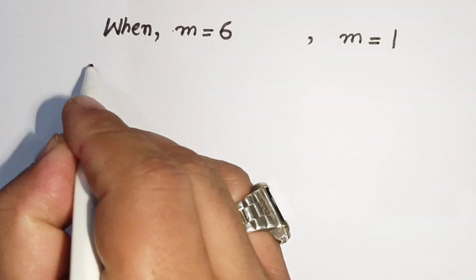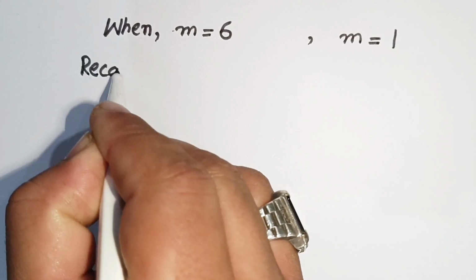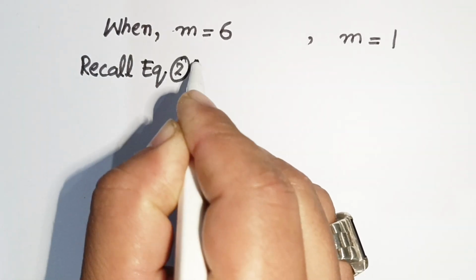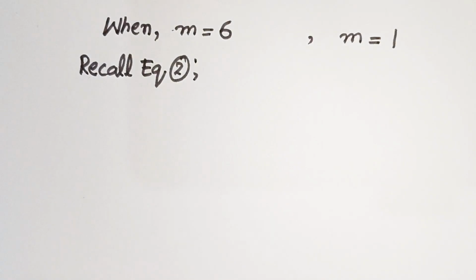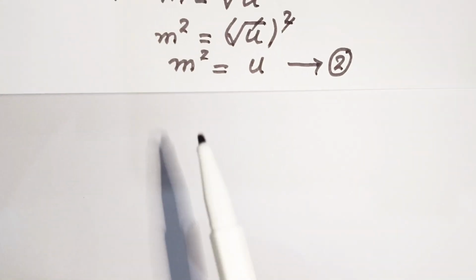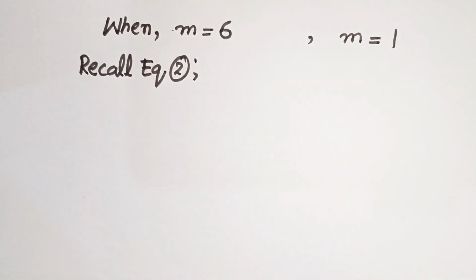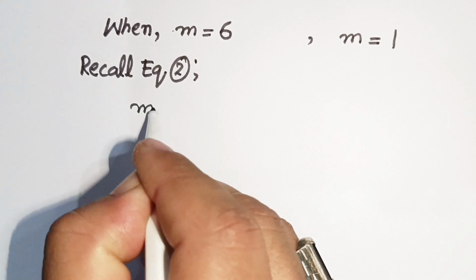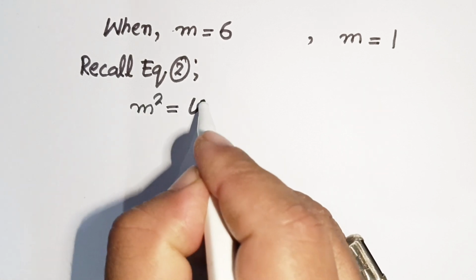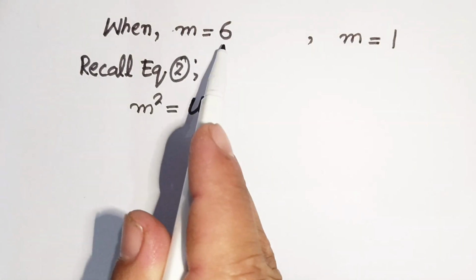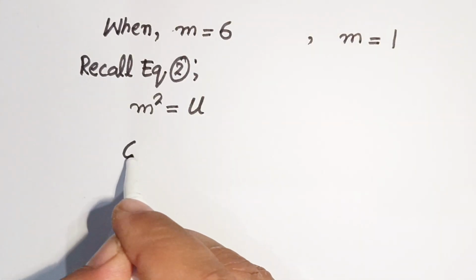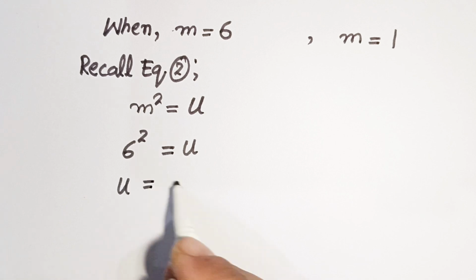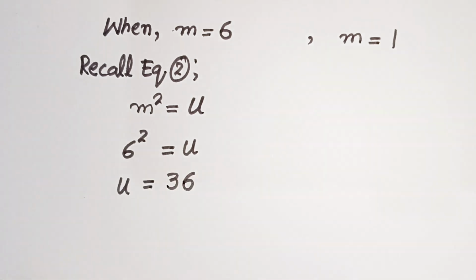Now we are going to recall our equation number 2. Equation 2 is m squared is equal to u. When m is equal to 6, it is 6 squared that is equal to u, and u is equal to 6 squared, which is 36.